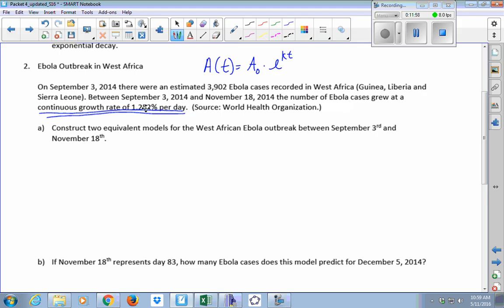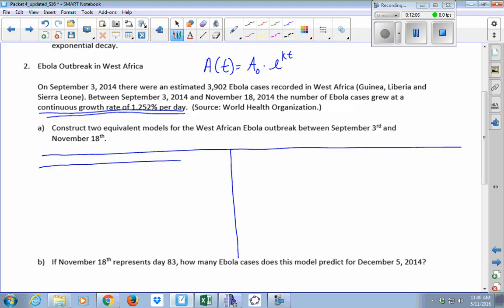So all you have to do is convert. We're going to actually do both models just so you can see that they really are equivalent. Sometimes it's hard to believe this. No matter which model you use, you're going to get exactly the same answer. So in this first column, let's put A of t equals A sub naught times b to the t. And in the second column, let's use A of t equals A sub naught times e to the kt. And you can go from one to the other.